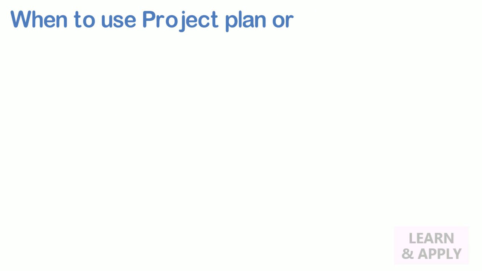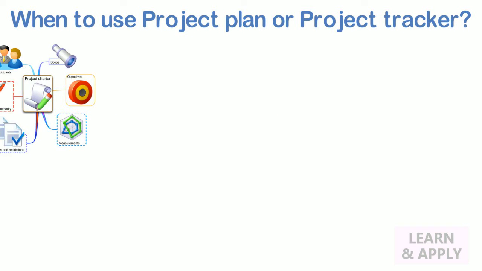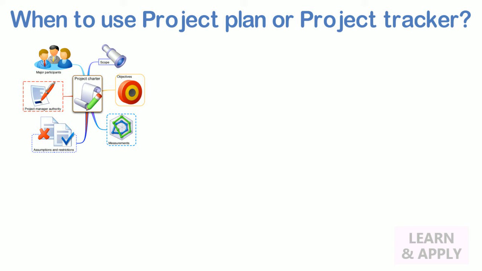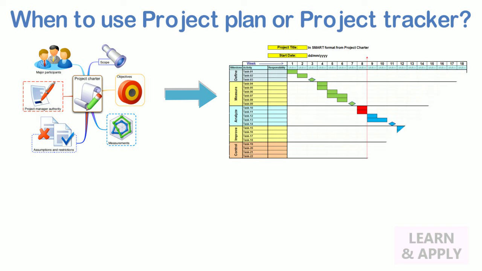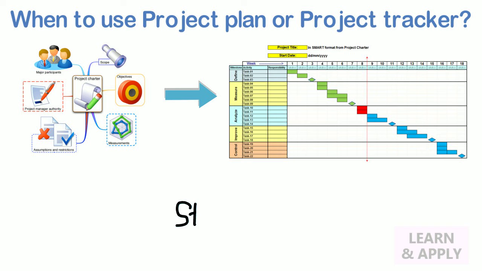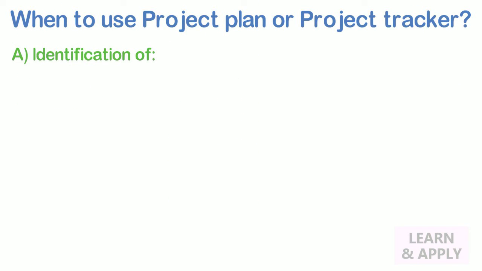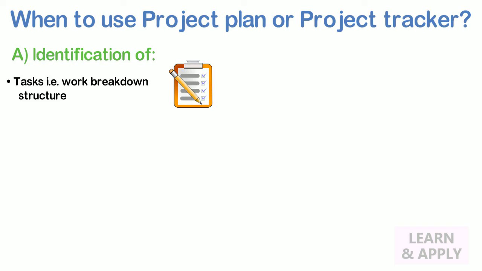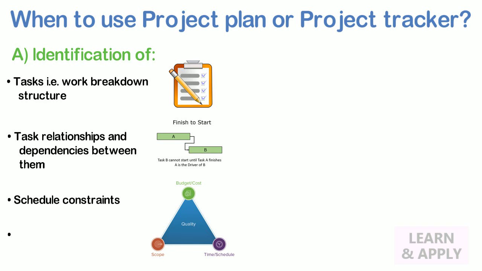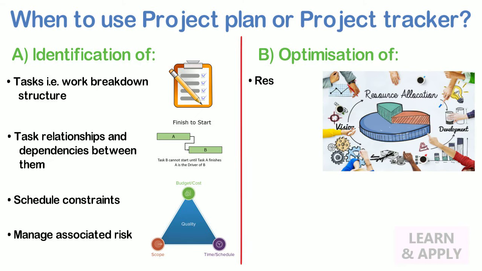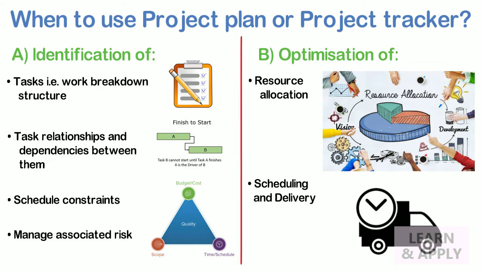When to use a project plan or project tracker? First things first, remember that the project charter has to be completed by the team first, including sign off from the steering team, and then the work of the project tracker will be started. The project plan or project tracker is created at the starting of the business or any project. This is for A. Identification of tasks, that is work breakdown structure, task relationships and dependencies between them, schedule constraints and managing associated risk, and B. Optimization of resource allocation as well as scheduling and delivery.